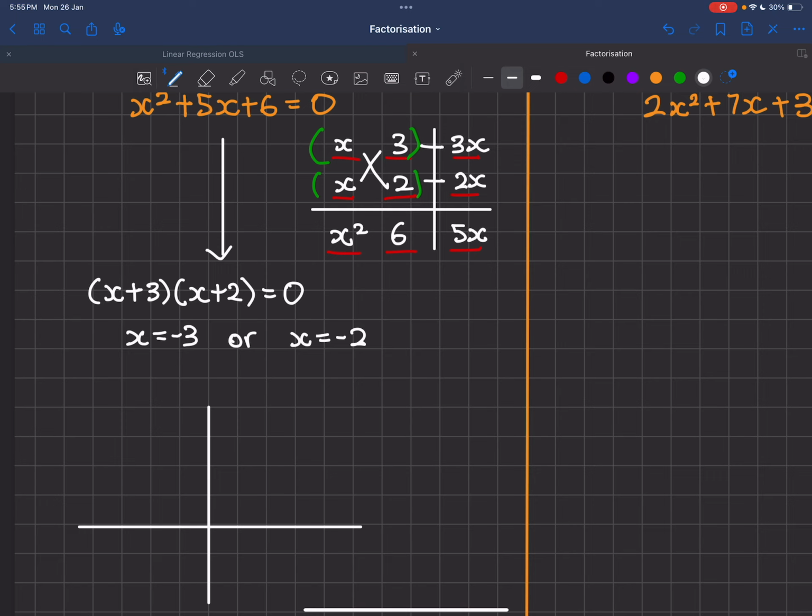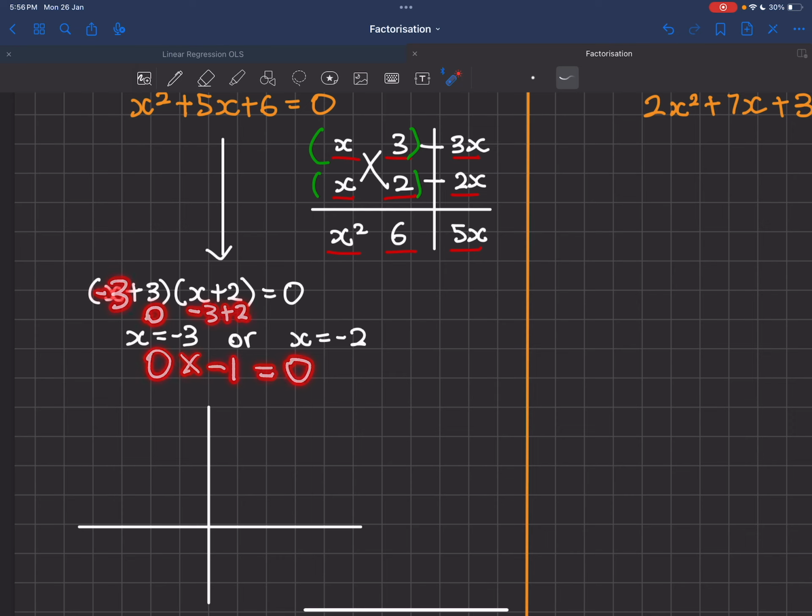Does this make sense so far? Let's say x is negative 3. Let's sub it in. Negative 3 plus 3 will give you 0 here. Negative 3 plus 2 will give you negative 1 here. So what's 0 times negative 1? Equals to 0, right?